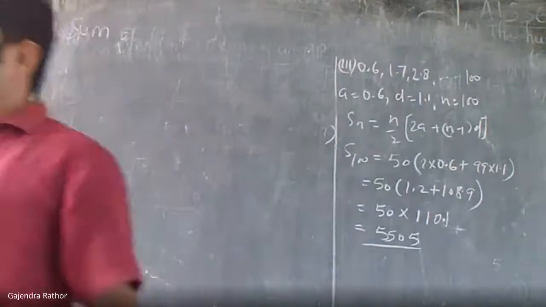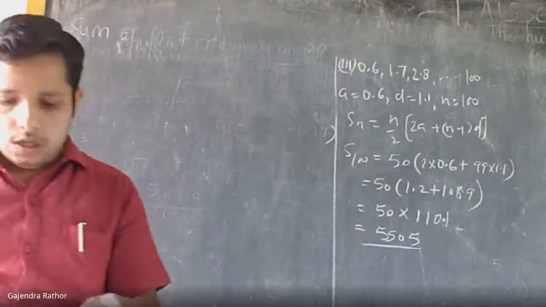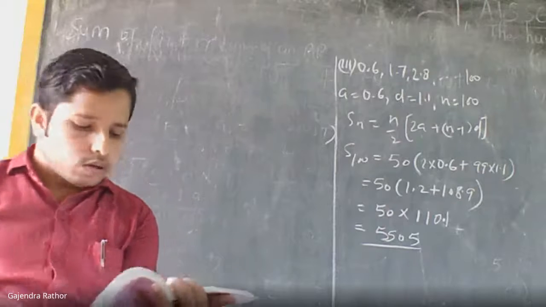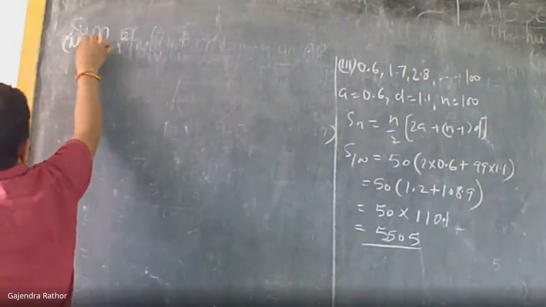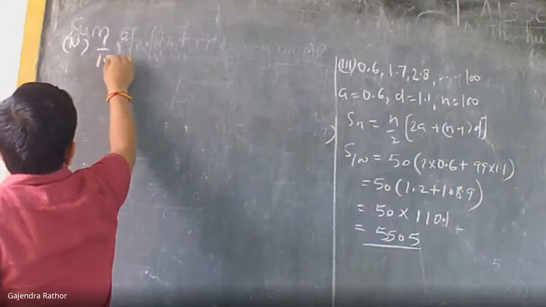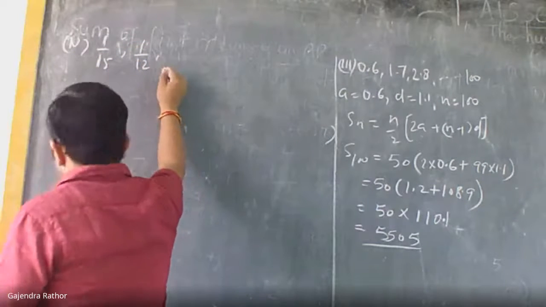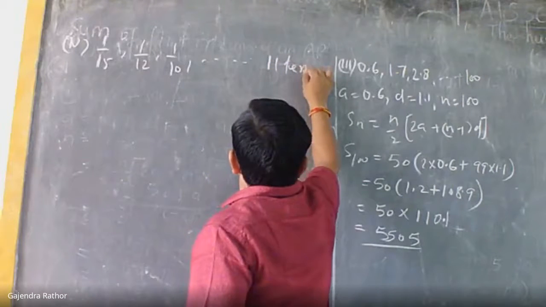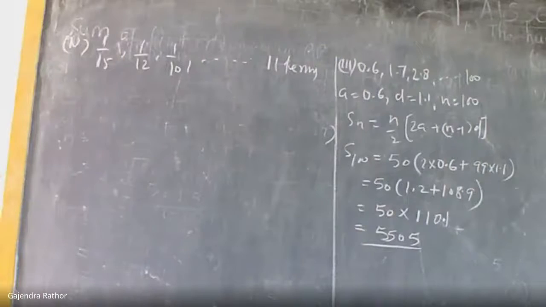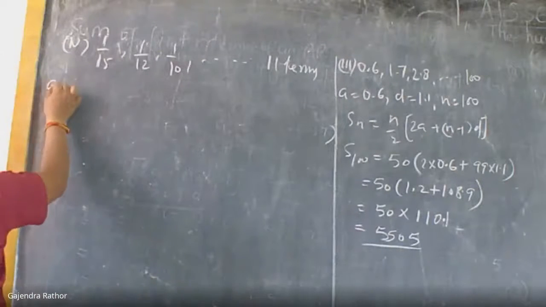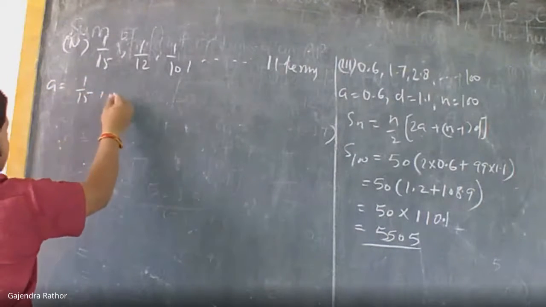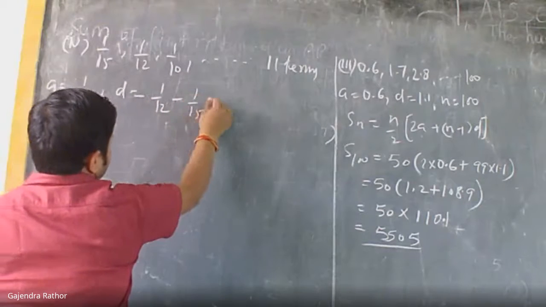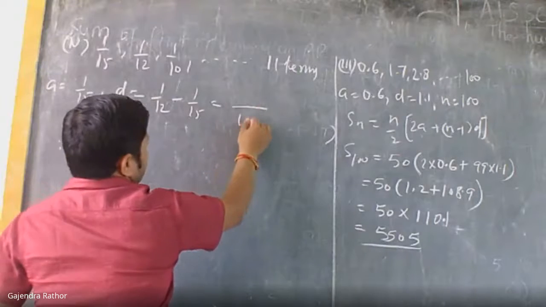Let's continue. So next point number 4. The AP is 1 by 15, 1 by 12, comma 1 by 10, up to 11 terms. Let's start. First a is 1 by 15. Now d. What is the d? 1 by 12 minus 1 by 15. The LCM is 180.